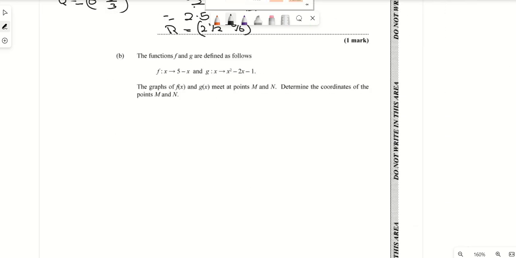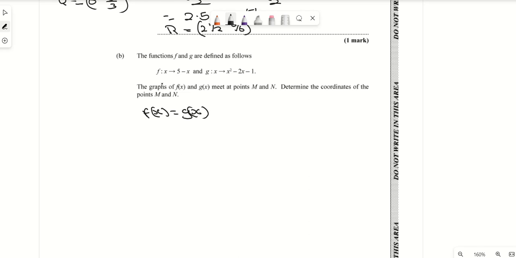So part B. The functions f and g are defined as below. f of x is 5 minus x and g of x is x squared minus 2x minus 1. The graphs of f and g meet at points M and N. Determine the coordinates of points M and N. What they're basically telling you is that f of x is equal to g of x. And they want to know my coordinates for M and N.